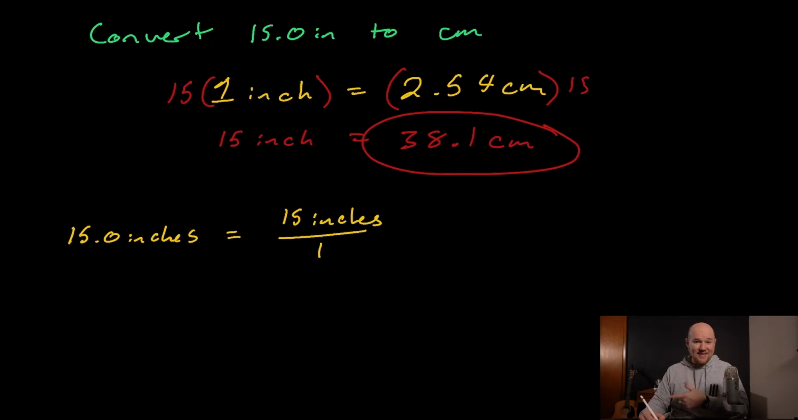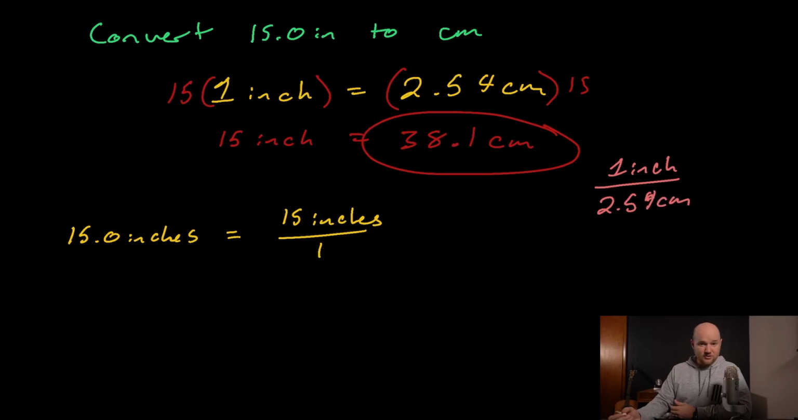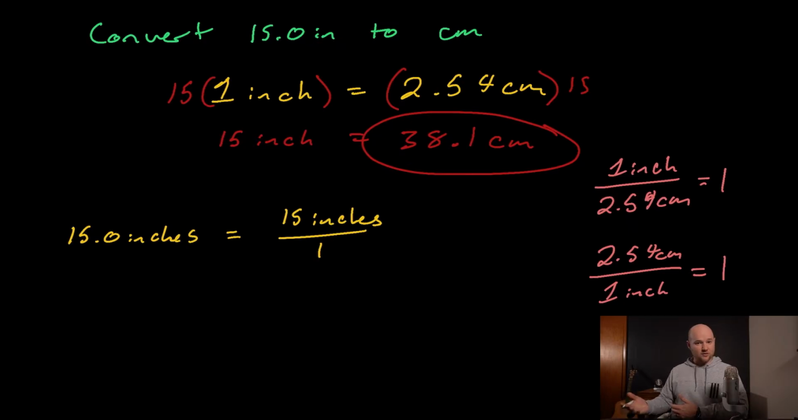So if you remember, anything divided by itself is 1. So if I were to say 15 inches divided by 15 inches, that would equal 1. So if I were to say 1 inch divided by 2.54 centimeters, that's actually going to equal 1 as well, because 1 inch and 2.54 centimeters are actually the same thing. And I could flip that fraction over and say 2.54 centimeters divided by 1 inch is also equal to 1, because they're still the same thing. I just flipped the fraction around.